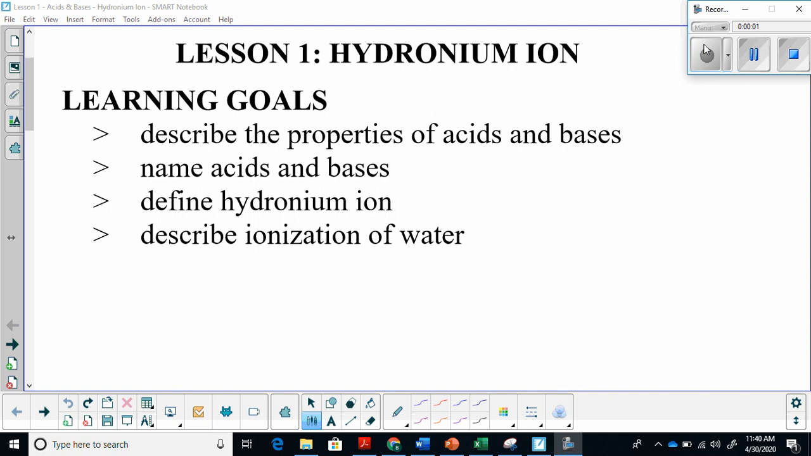We're going to be starting acids and bases. The lesson today is going to cover hydronium ion. The learning goals for today are to describe the properties of acids and bases, name acids and bases, define hydronium ion, and describe the ionization of water.